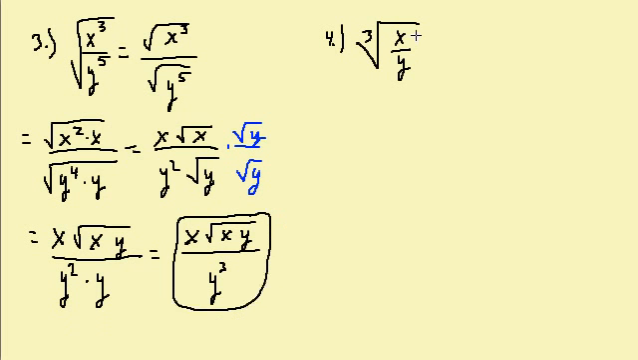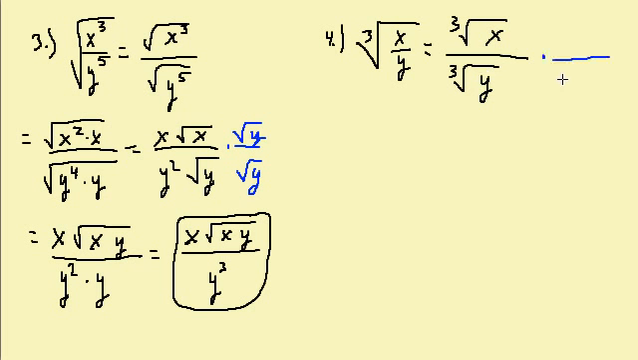Alright, let's look at number 4. Okay, I'm going to split this up. I have the cube root of x over the cube root of y. Now I need to rationalize the denominator. So what can I multiply to y so I'll have a perfect cube? Well, y to the first times y squared.